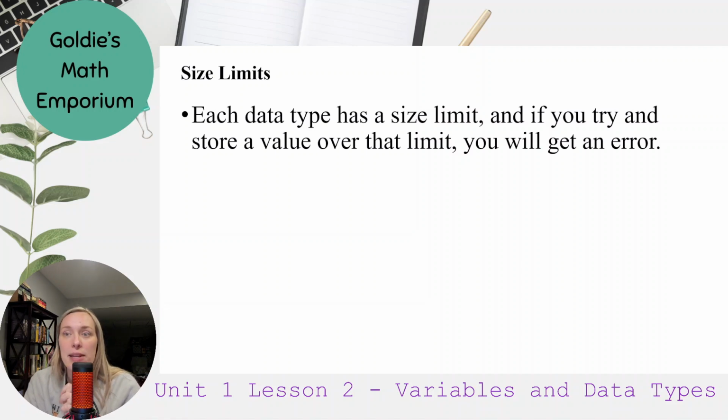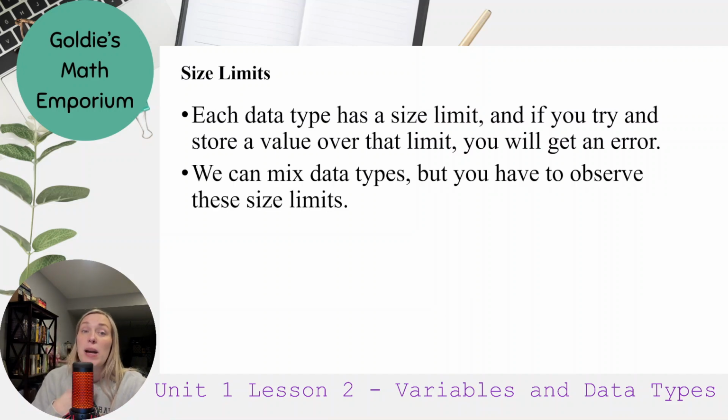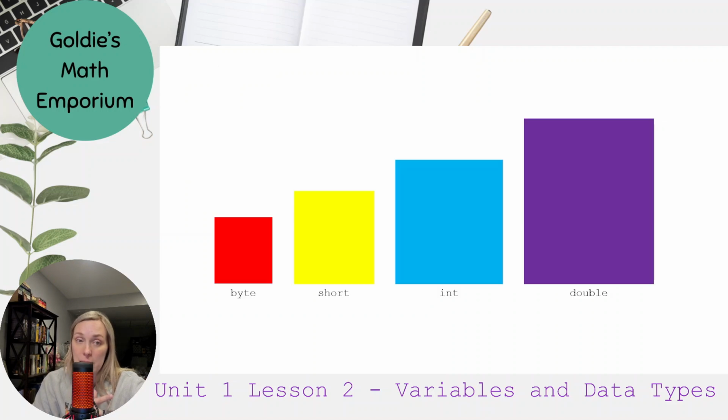And it's that same thing with these data types, okay? Each data type, each container, has a size limit. If you try to fit something smaller, well, that's okay. You can fit something smaller inside a data type. But if you try to fit something larger, you're going to get an error, okay? You can mix data types, but you have to observe these size limits, okay?